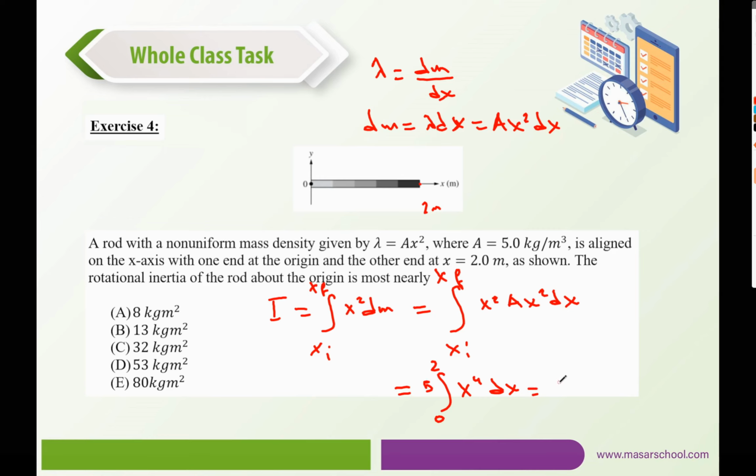So that would be 5 times x⁵ divided by 5, from 0 to 2, that would cancel. We can ignore the 0. Then that would be 2 to the power 5, which is basically 32. And remember that the unit of I is kilogram meter squared, making the correct answer to be C.